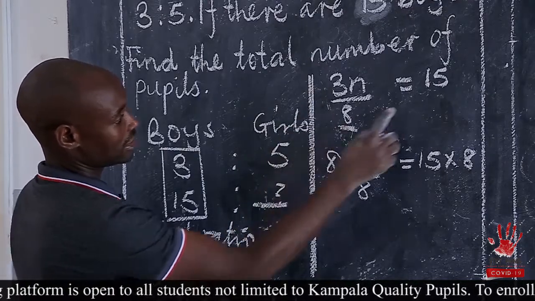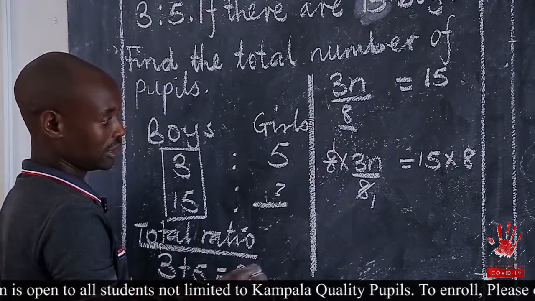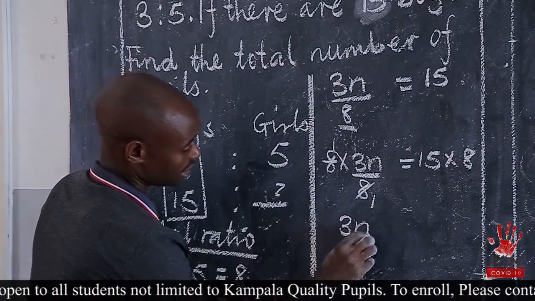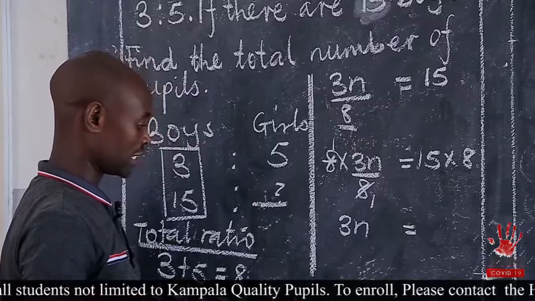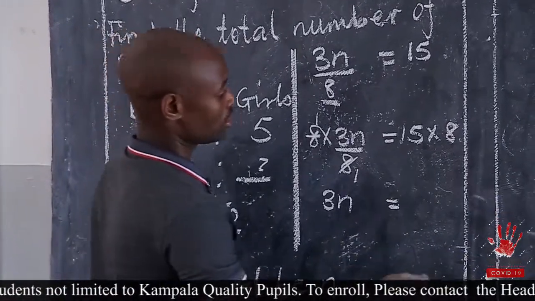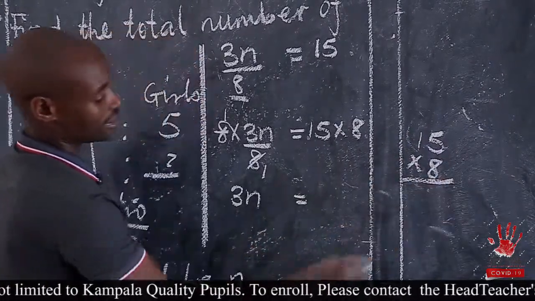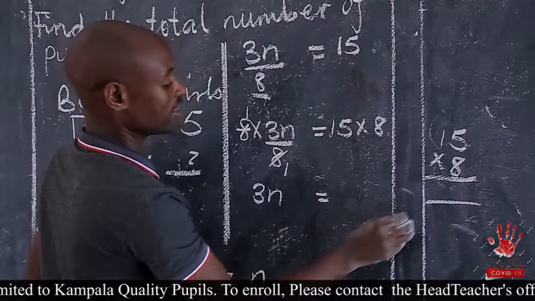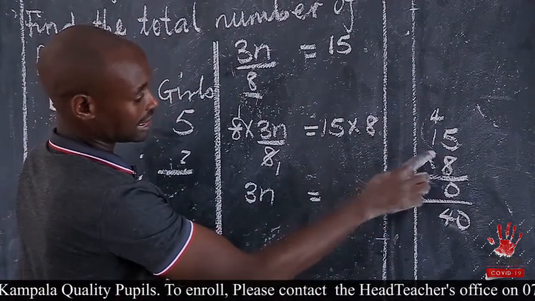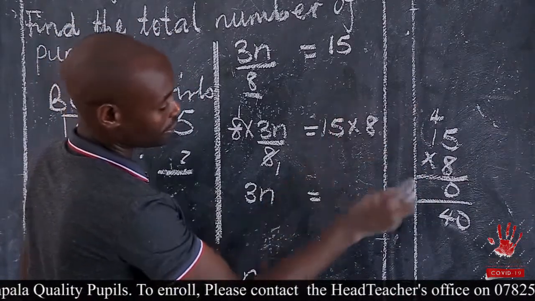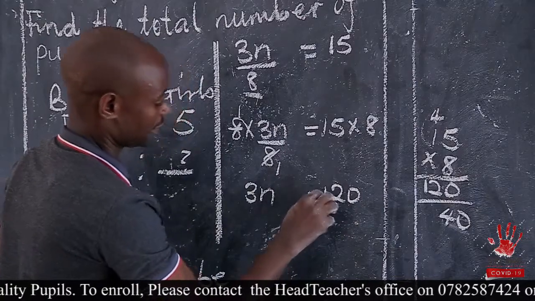Multiply this side by 8, even this side by 8. So this 8 will go with this one. It means on this side I have 3n. Then you multiply here. 15 times 8, what do we get? 8 times 5, we shall get 40. So I write a 0, then I carry a 4. 8 times 1, we are getting 8, plus this 4, which will give you 12. So we are getting 120.